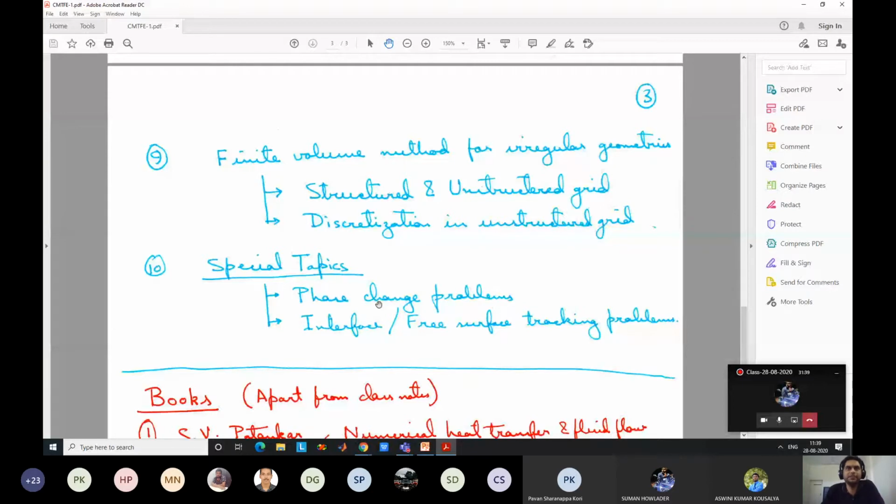And one or two special topics are there in the syllabus, such as phase change problems. If it's a multi-phase problem, such as a solid liquid or liquid gas problem, how to study those problems. So phase change problems such as solid liquid problems, and interface or free surface tracking problems such as liquid air movement, or say there is an interface between liquid and air or a bubble formation, how to track those. We'll just see brief examples of that. Okay, any questions till this point?